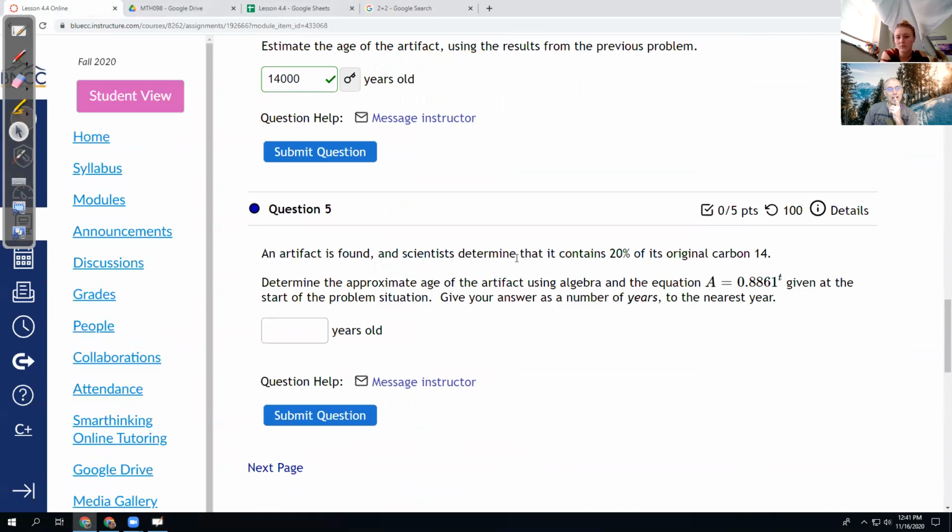Okay, so moving on. Now we're actually asked to solve the equation here, and they're telling us that A is 20%. An artifact is found, scientists determine it contains 20% of its original carbon-14. Determine the approximate age, that is T. And we want to state the answer as number of years to the nearest year. Okay, so let's try this together.